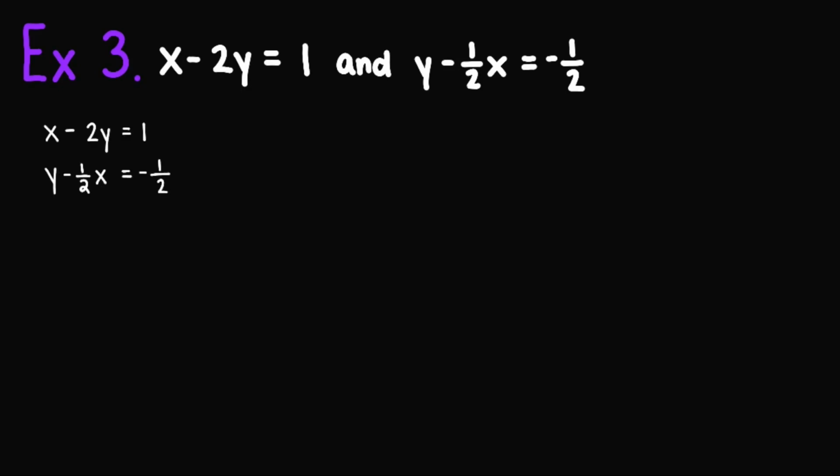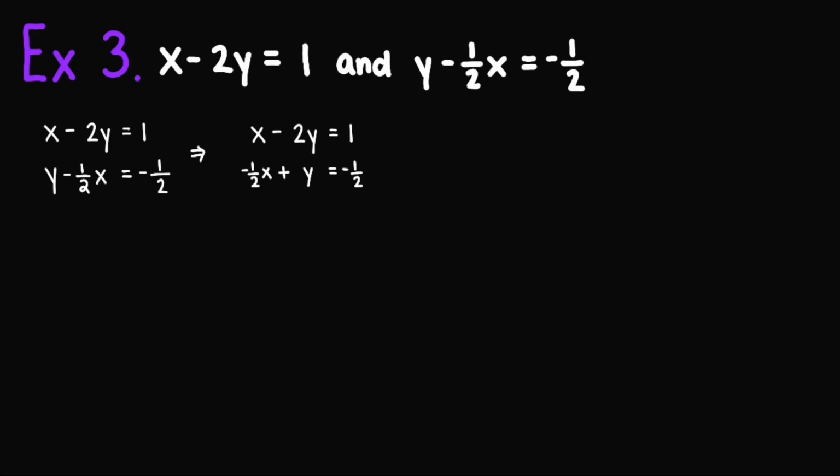So in here, first, it's kind of hard to see how we can eliminate one of the variables since x and y don't match out here. So we first rearrange one of the equations. In this case, let's rearrange the second equation. So we just switch the place of the x and y. So we have negative 1/2 x plus y equals negative 1/2. And now it's easier to see what we should multiply in order to eliminate a variable. In this case, let's try to eliminate x.